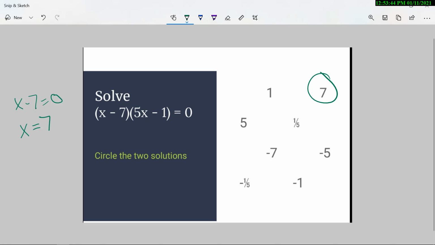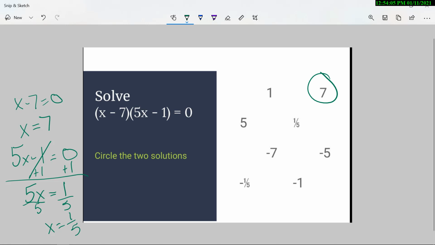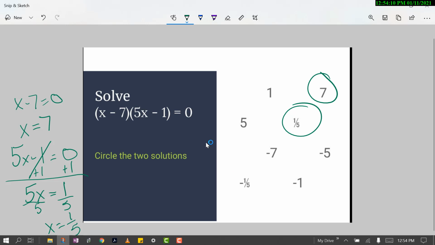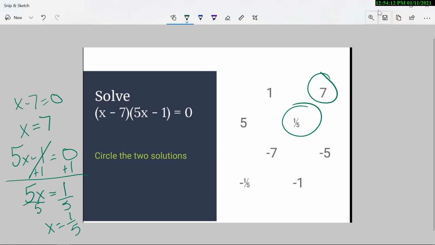Pretty quick. And then 5x minus 1 equals 0. So we add 1. Ones cancel out over there, which is the whole point. We get 5x equals 1. And to get rid of that 5, we have to divide. So x equals 1/5. And there we go. When it's already factored, these are pretty quick problems.